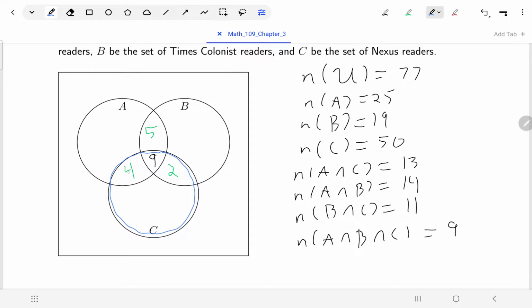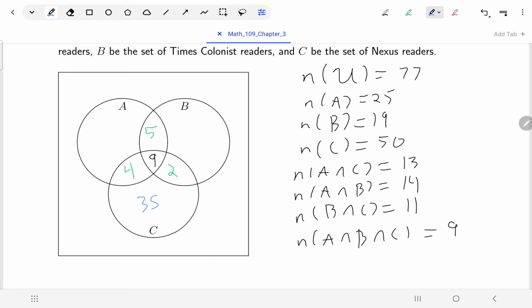So I first need to add up how many I currently have. I have 4 plus 9 plus 2. I've got 15 people that I've already put in this Venn diagram, and I need 50 in total. So to get the 50 in total, I'll take 50 minus the 4, the 9, and the 2, and that leaves me with 35 people.